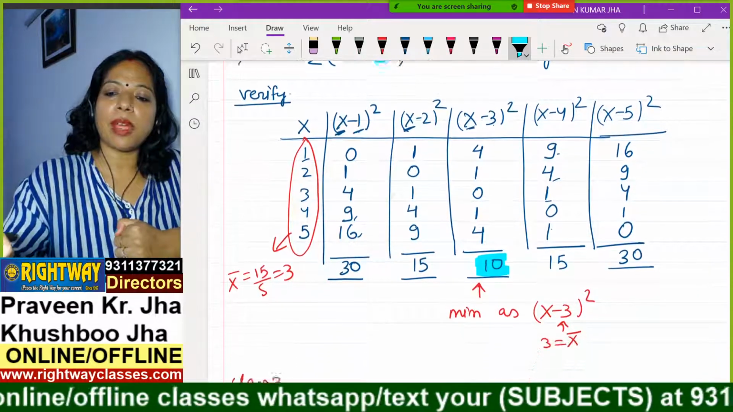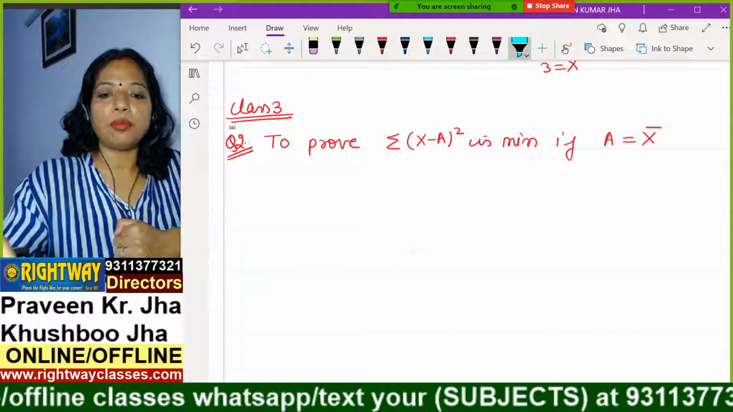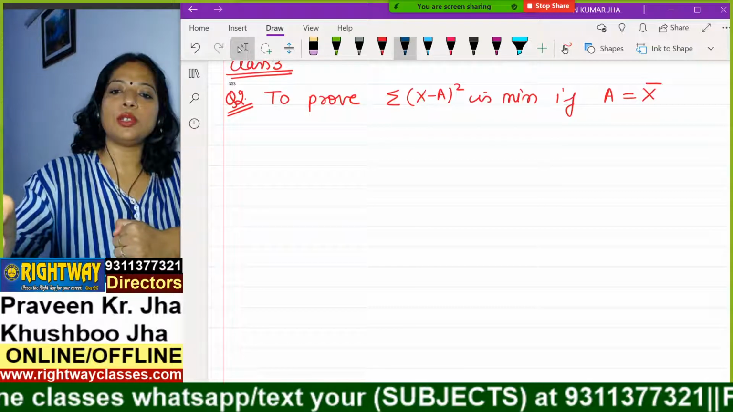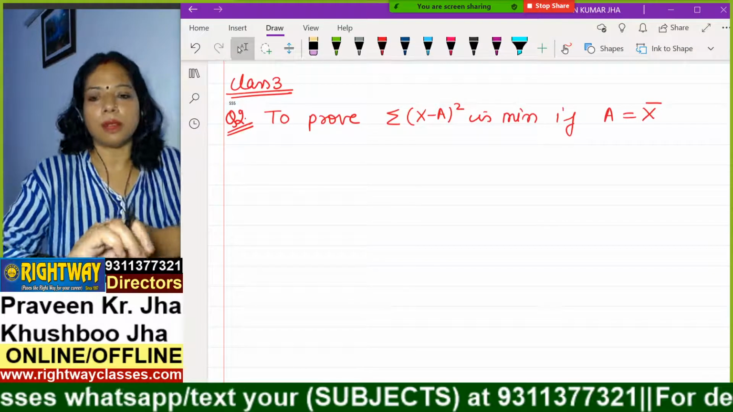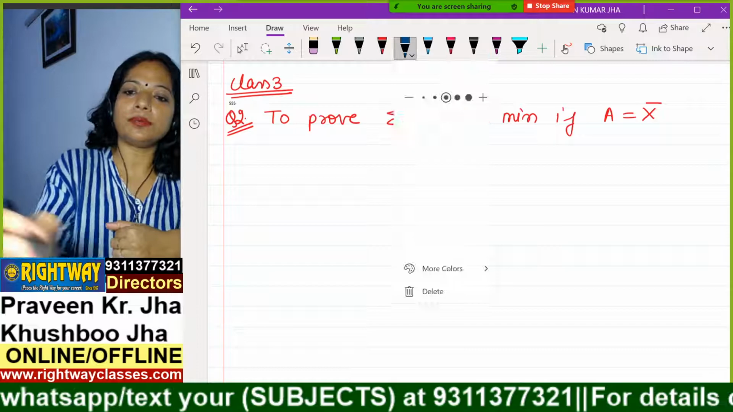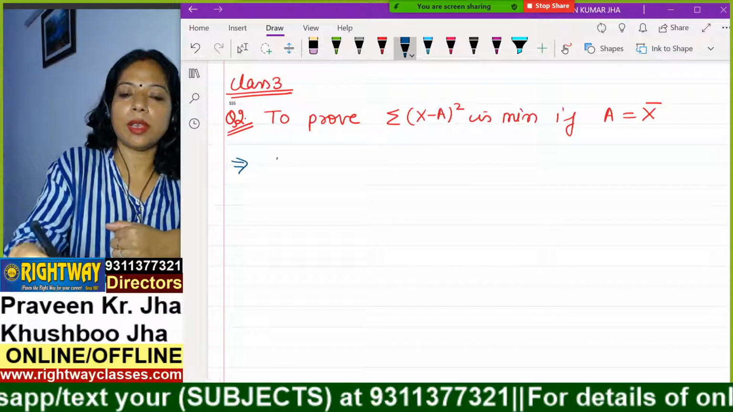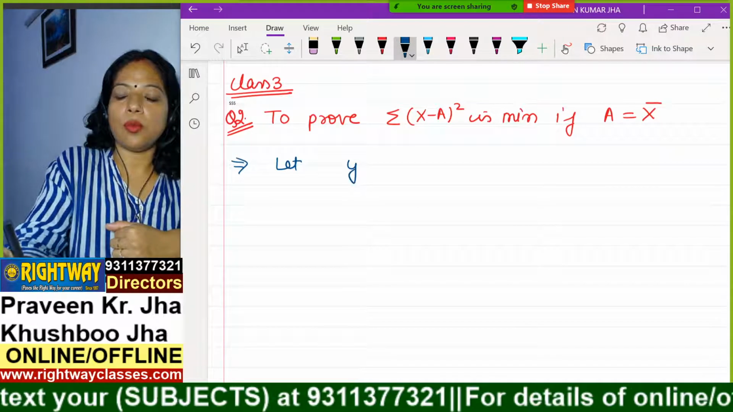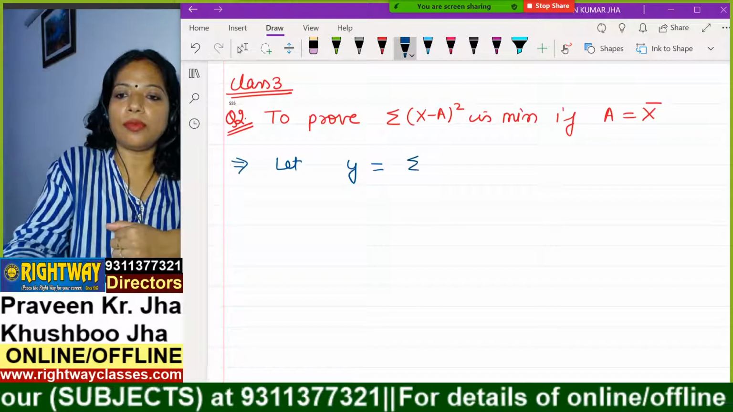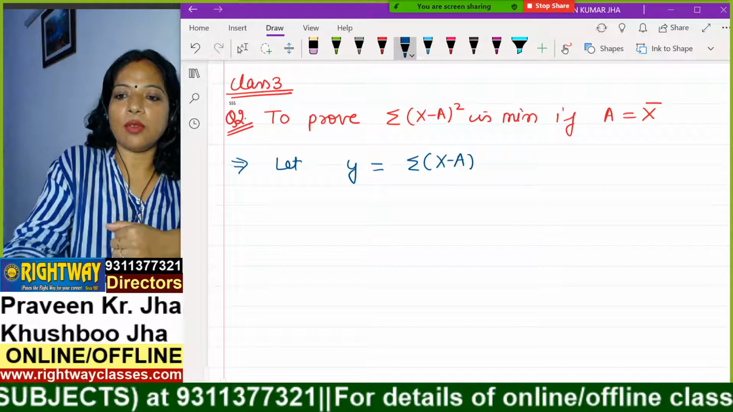And we have verified with an example, but we haven't done the proving part. So today we will do the proving part in our class 3. Okay, so let's start. Let y be the sum of (x minus a) whole square.